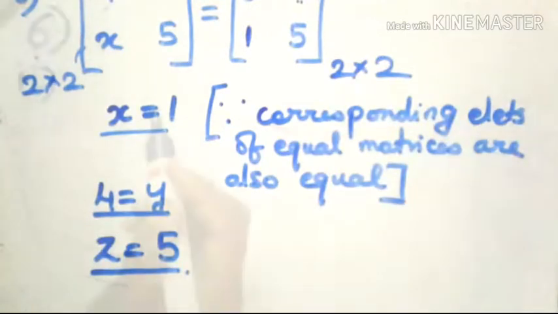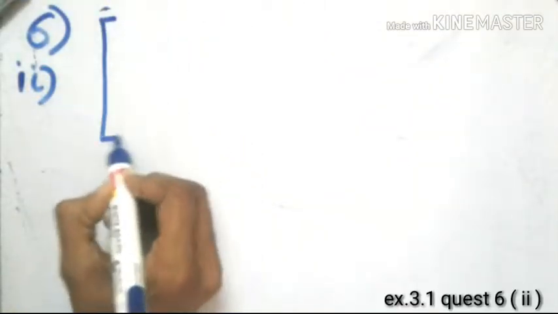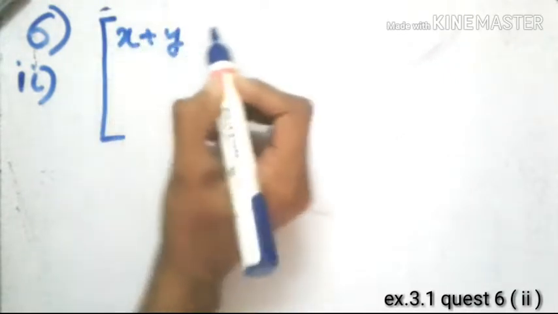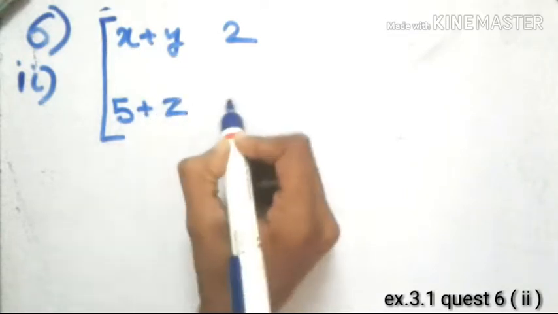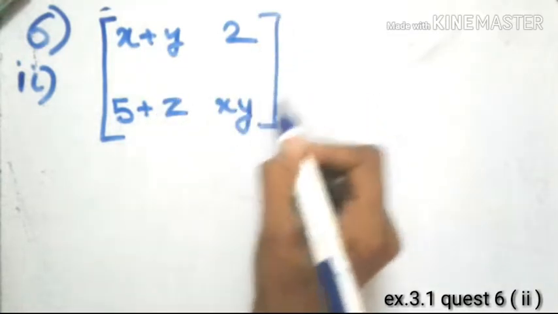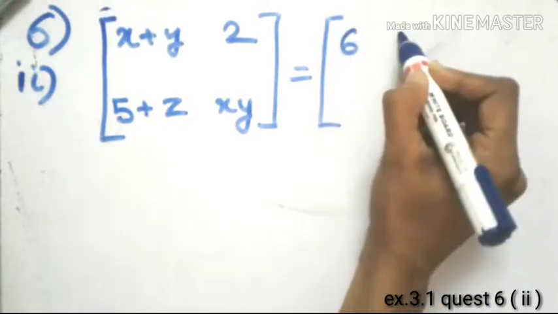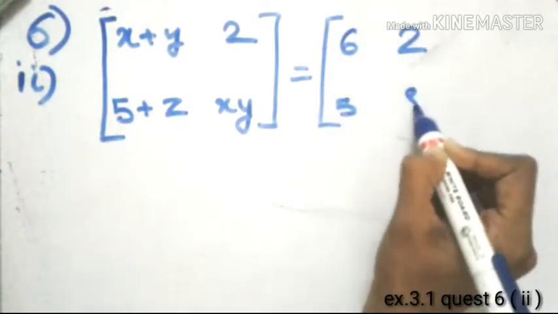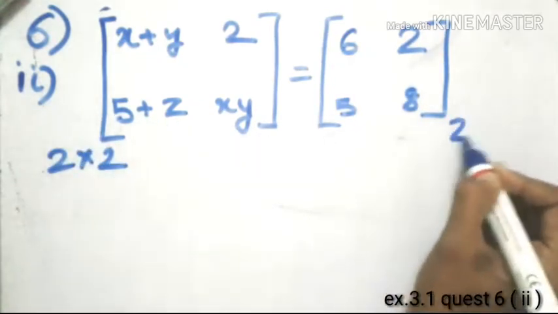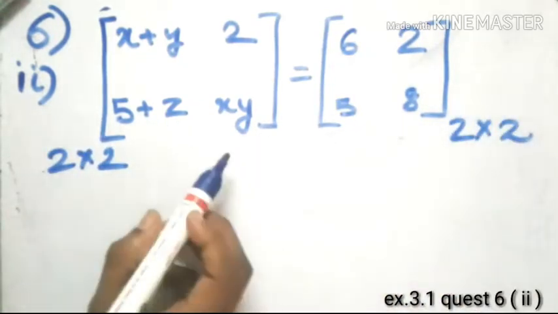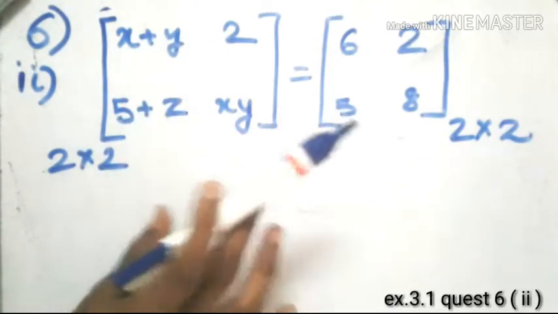Now let's go on to the second part. In the second part, again I have two matrices. Let's write that down. x plus y, 2, seems like a square matrix of order 2, and it's equal to another square matrix of order 2. Okay, so these two matrices are equal. So what does that mean? I use the second criterion, that is, the corresponding elements of equal matrices are also equal.